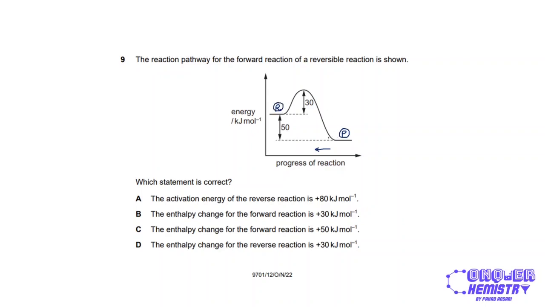And so the difference between the product energy level and the peak of the curve is going to be your new activation energy for the reverse reaction. And so you're going to add up these two values, 50 and 30. 50 plus 30 gives us plus 80 kilojoules per mole. That is the unit used on the y-axis. And so option A is in fact going to be correct. We don't even need to look at the rest.